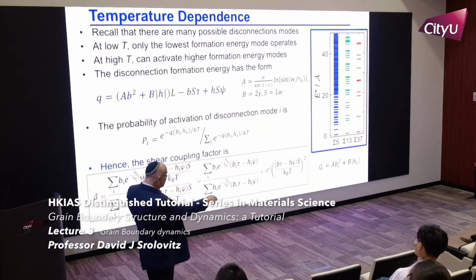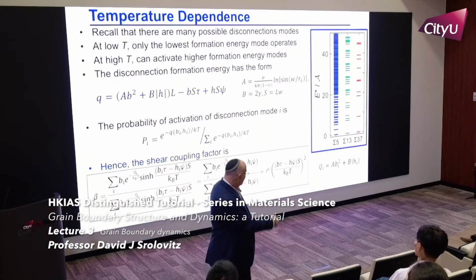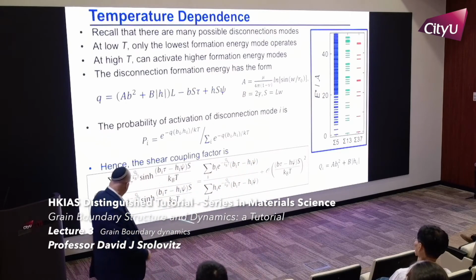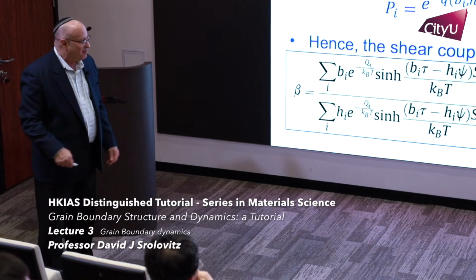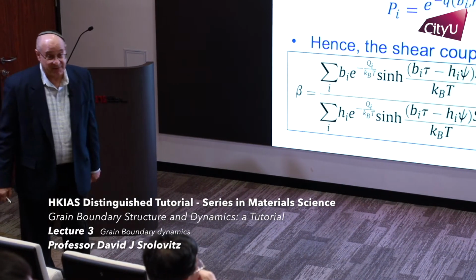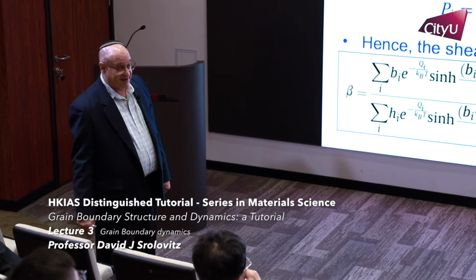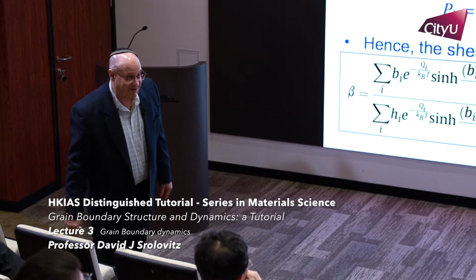So if I now go back and plug in this spectrum, and I tell you which b and h corresponds to each one, I should be able to not just predict beta, but I should be able to predict beta as a function of temperature. Right? That's what Professor Young was asking me for.